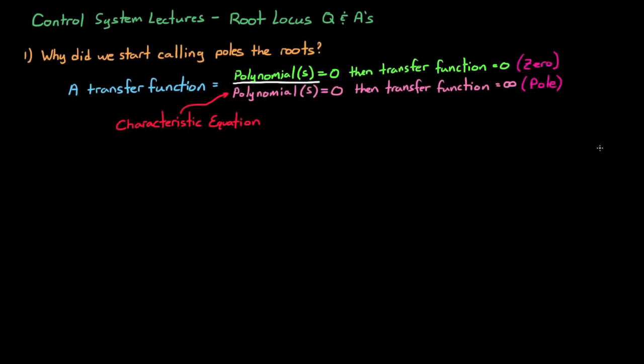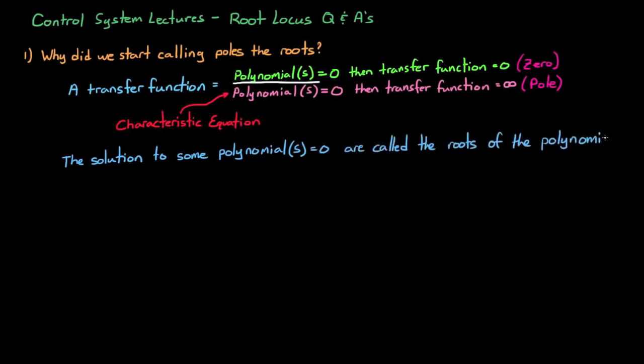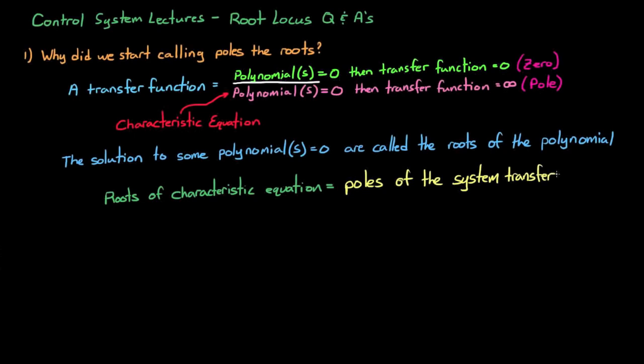Okay, so now we understand the poles and the zeros of a transfer function. And to solve for them, we're setting the polynomials equal to 0 and then solving for what's called the roots of the polynomial, or the solutions. So zeros are the roots of the numerator, and poles are the roots of the characteristic equation, or the denominator. And those roots are what we're plotting in the root locus. So in this case, roots of the characteristic equation and the poles of the system are the exact same thing. And due to laziness inherent in language, we just shorten down to roots and poles.